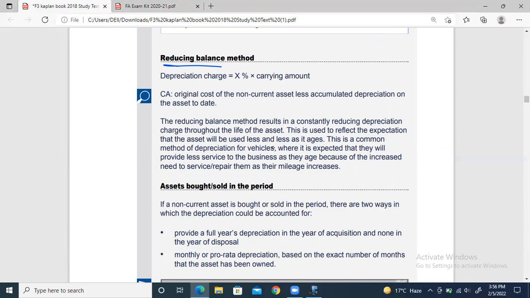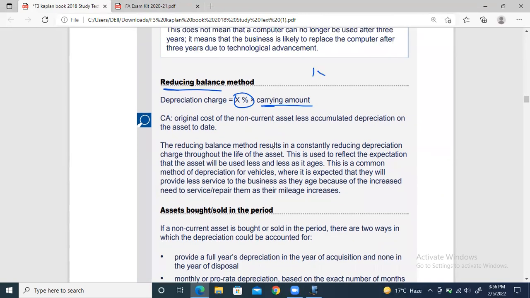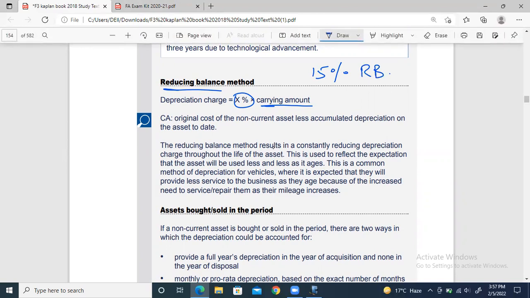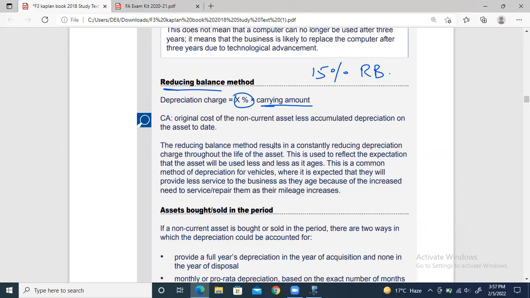So it's a very easy formula. It's nothing to learn about here. We just multiply the carrying amount with the percentage that is given in the question. Okay, so let's say the question says that the asset is depreciated 15% using reducing balance. Always remember this is charged on carrying value. So that's why reducing balance will give us a lesser amount each year. That's why the balance will reduce each year. The reducing balance method results in constantly reducing depreciation charged throughout the life.